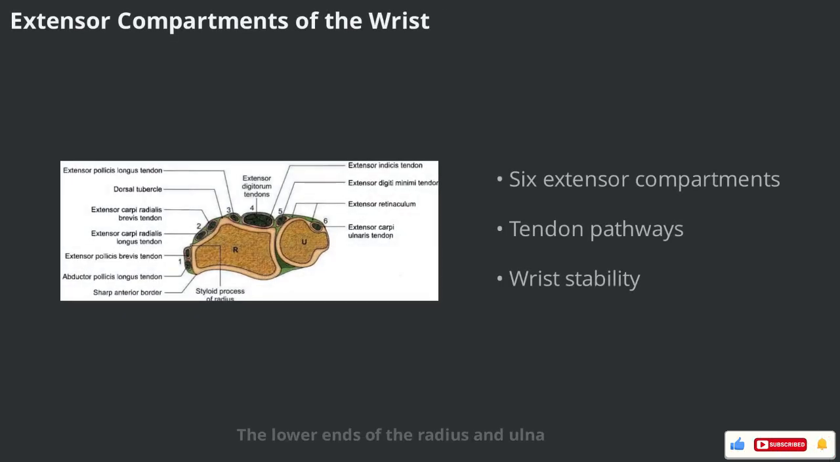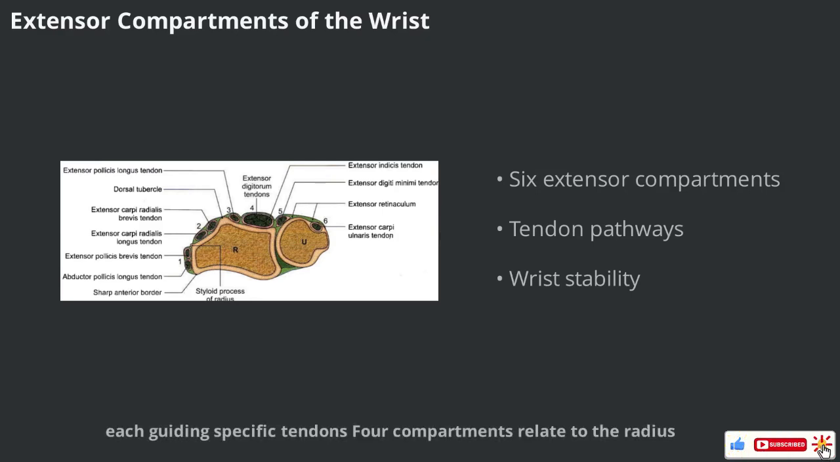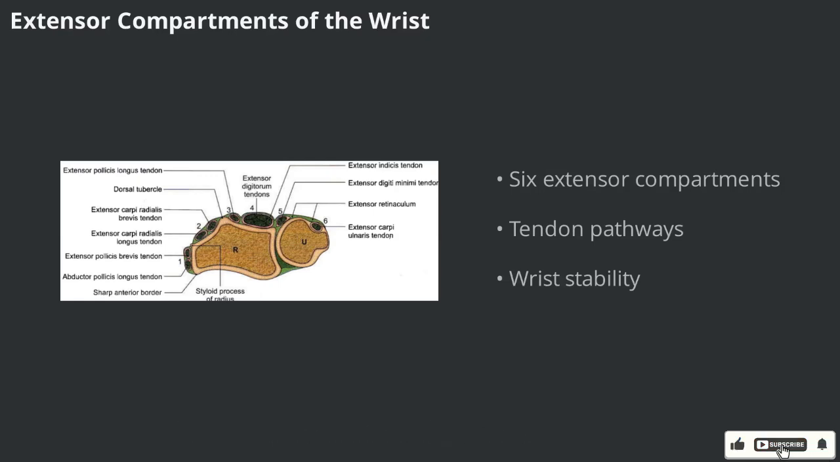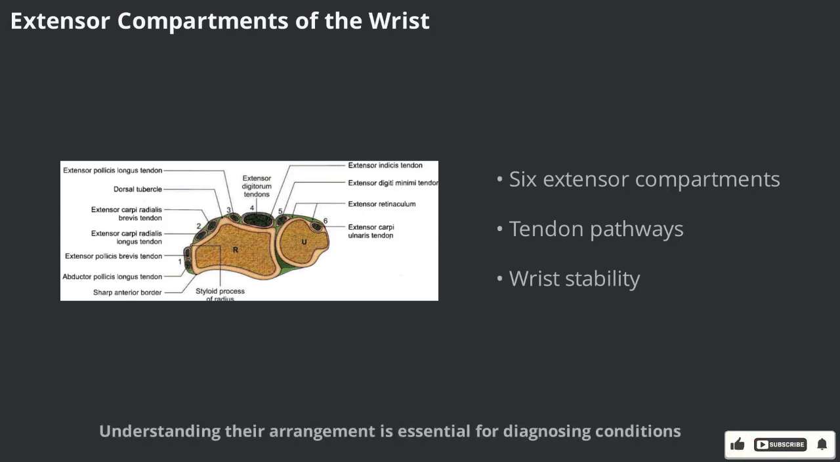The lower ends of the radius and ulna are organized into 6 compartments under the extensor retinaculum, each guiding specific tendons. 4 compartments relate to the radius, the 5th is at the junction of radius and ulna, and the 6th is on the ulna itself. These compartments ensure that extensor tendons glide smoothly during wrist and finger movements. Understanding their arrangement is essential for diagnosing conditions like tenosynovitis or for surgical interventions involving the wrist.